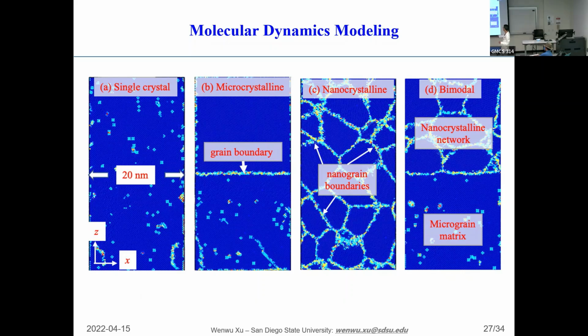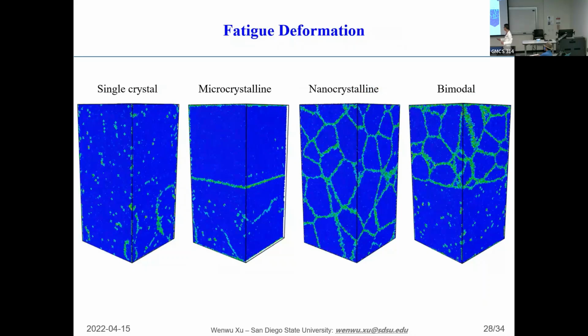And of course, there was another one due to periodic boundary conditions. So there are two grain boundaries in this model so that we can represent it as a microcrystalline structure. And then we can also do exactly the same thing, the fatigue testing, for the pure nanocrystalline model. And then this will be our targeting design, where we have this kind of nanocrystalline network separating these micrograin matrix. And then we conducted the fatigue testing for all of them.